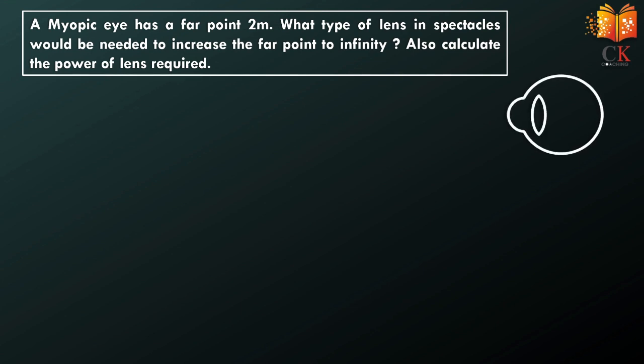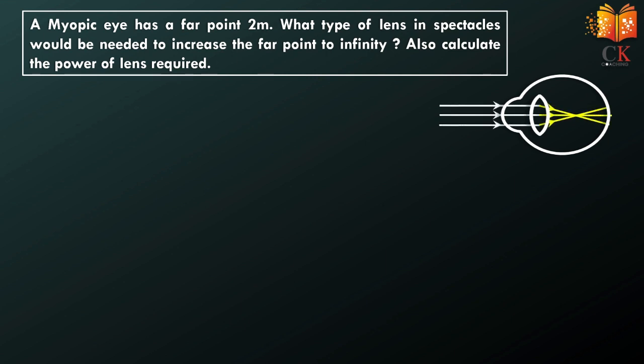So this is a normal eye. Let's distort it so that it looks like a myopic eye. And this is the scenario. It is myopia, so the intersection of the light rays will be before the retina. That's the defect which we need to correct.